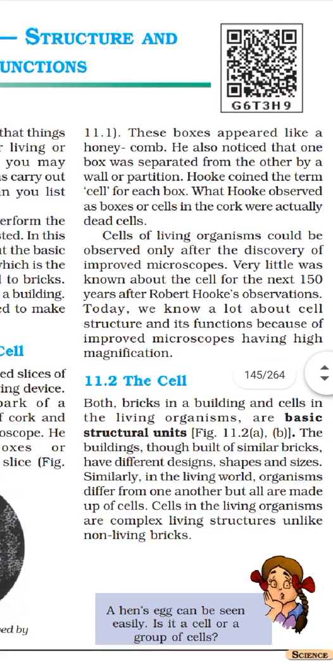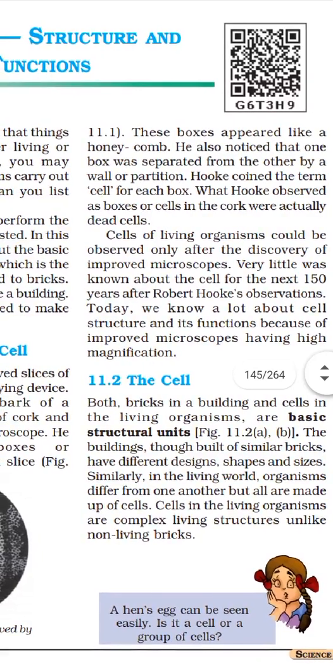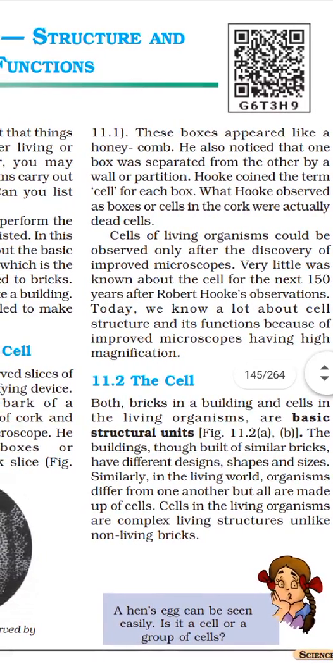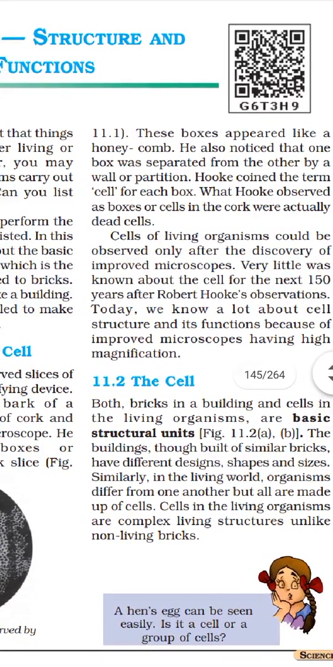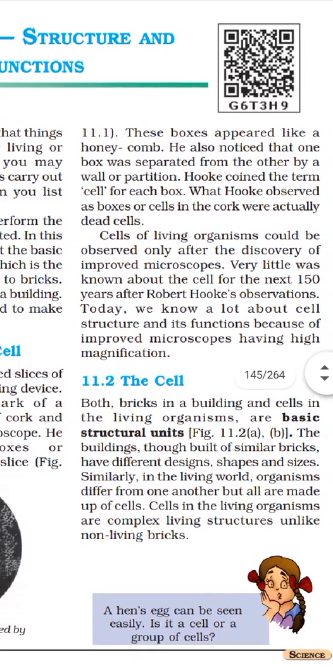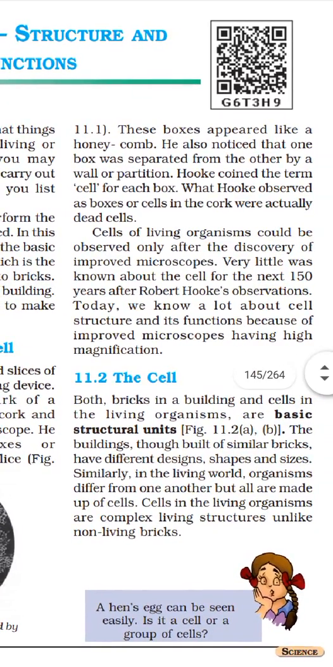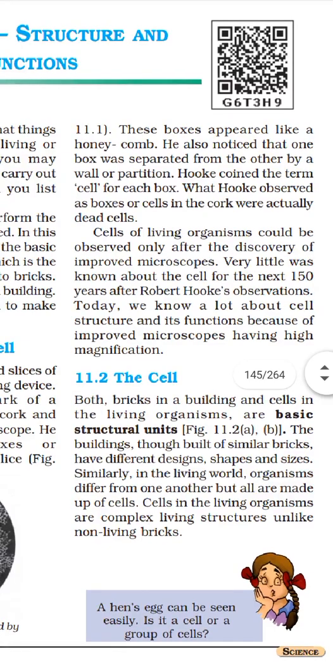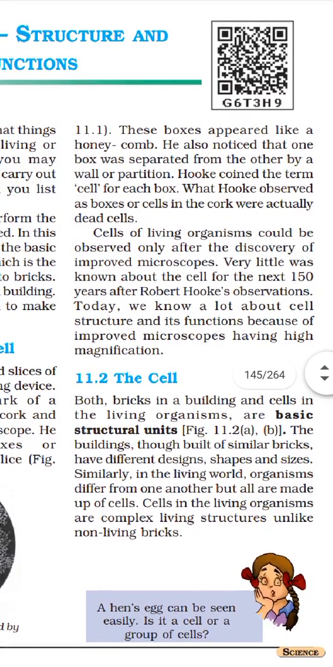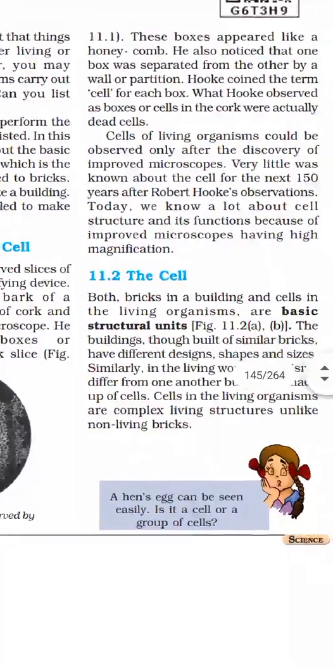What Hooke observed as box or cells in the cork were actually dead cells. Cells of living organisms could be observed only after the discovery of improved microscope. Very little was known about the cell for the next 150 years after Robert Hooke's observation. Today we know a lot about cell structure, function because of improved microscopes having high magnification.